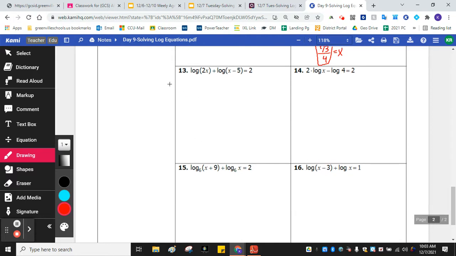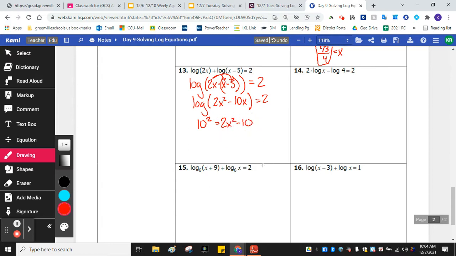Okay, if it is not one single log, you need to condense it so it's a single log. Addition condenses down to multiplication. I will multiply these. Make sure you're multiplying it to the x and to the 5. 2x squared minus 10x equals 2. Write an exponential. So 10 squared, because remember common base 10, equals 2x squared minus 10x.